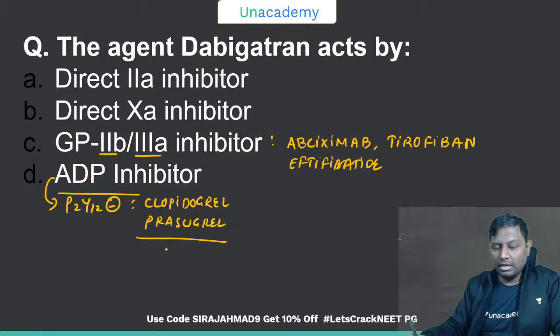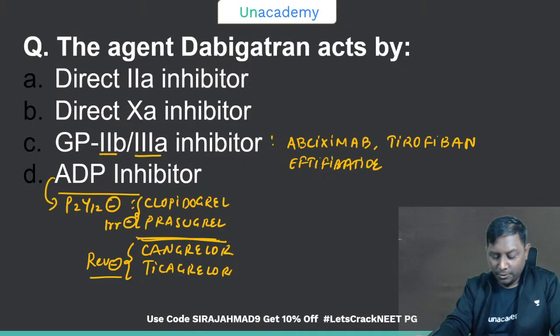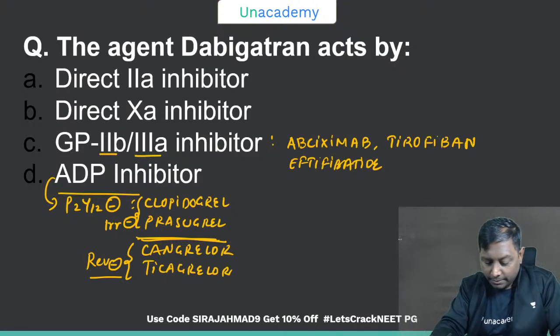Then you're also having others. These are clopidogrel, prasugrel. You're also having cangrelor and ticagrelor. These are all ADP inhibitors. Cangrelor, ticagrelor, remember, these are the reversible ADP inhibitors, and clopidogrel, prasugrel are the irreversible inhibitors.